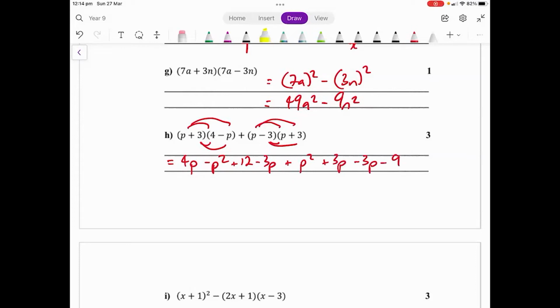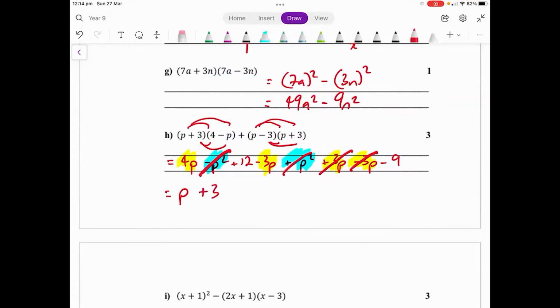Collecting all your like terms together, combining the p's, 4p minus 3p plus 3p minus 3p, that gets you p. Combining the p squareds, I have minus 1 plus 1, that's 0, so the p squareds disappear. Combining the constants, I have 12 minus 9, which is just positive 3. Final answer, p plus 3.